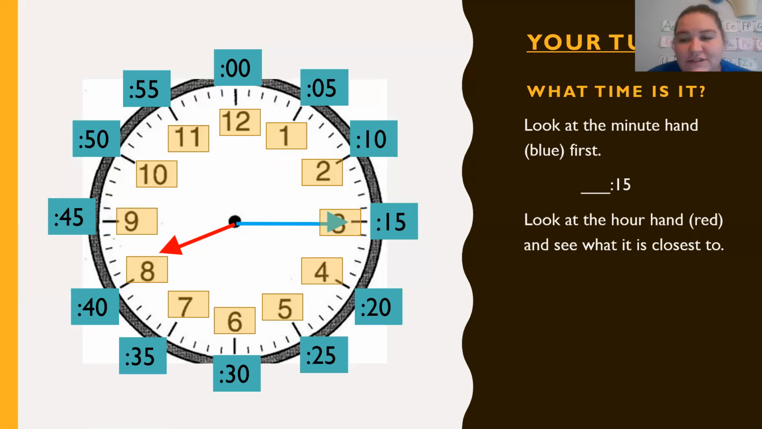Okay, now let's look at the hour hand. That one, see where it's closest to. It's not really pointing at a number dead on like our 15 on the minute hand. So let's extend our line out. And where's it closest to? Is it closer to the 8 or is it closer to the 9? That's right, it's closest to the 8. So we're going to put it all together, and it's going to be 8:15.